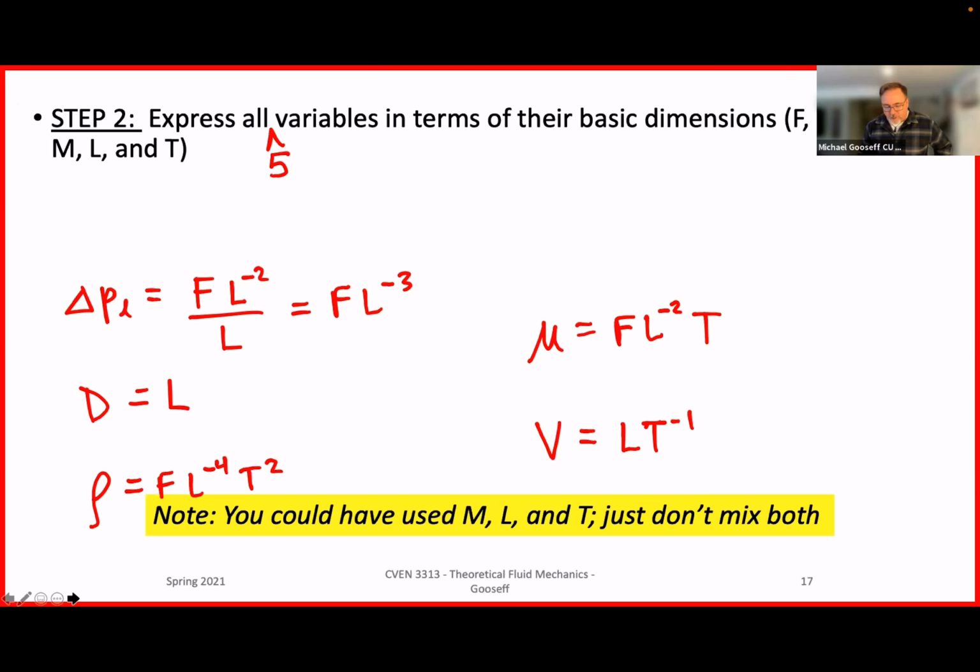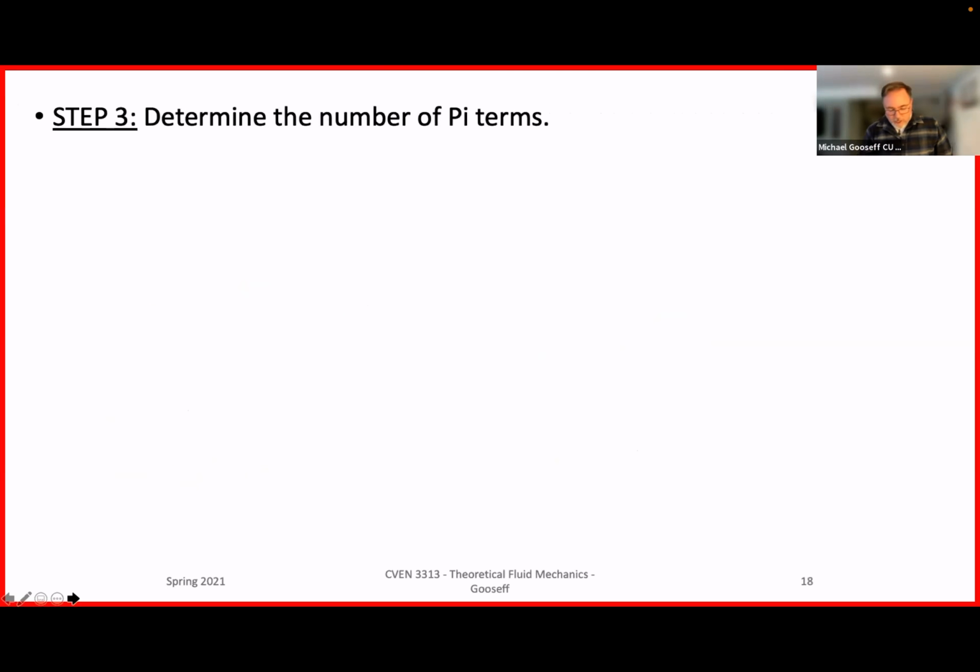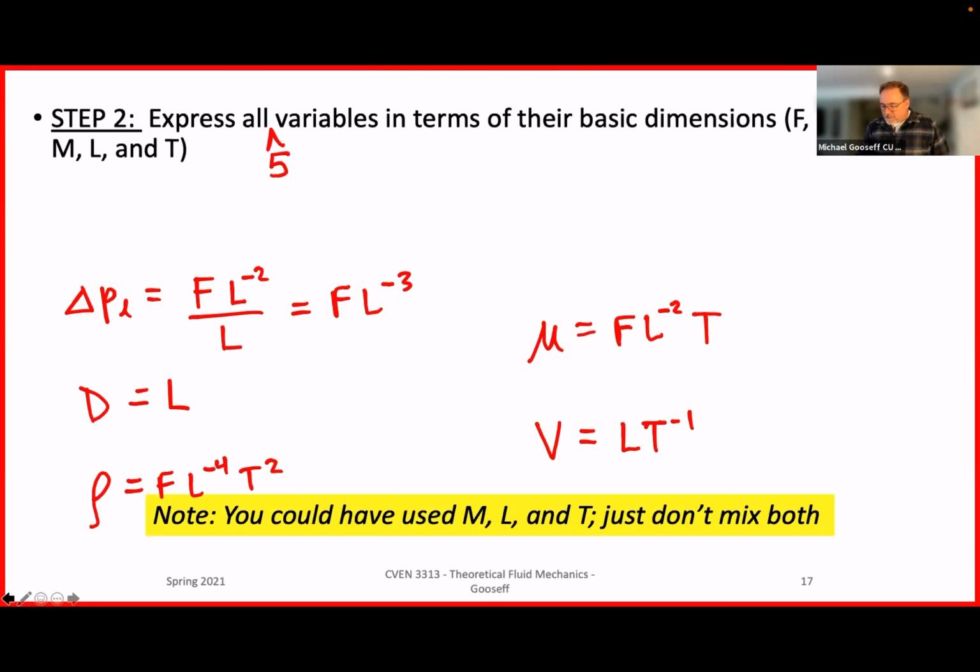Okay, what is step 3? Step 3, we're going to determine the number of pi terms. So we go back to this: we have F, L, and T in mu, we have L and T in the velocity V, we have F, L, and T all represented in rho, we have length represented in the diameter, and then the delta P, the change in pressure as we move down the length of the pipe, F and L are represented. So F, L, and T are completely represented across these 5 parameters.